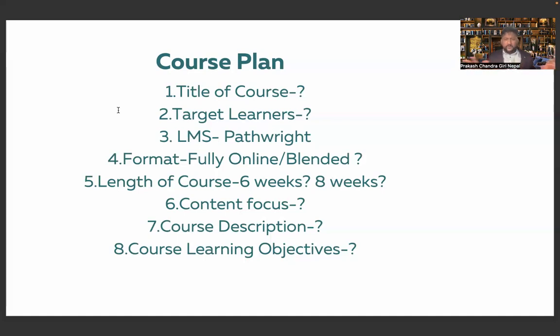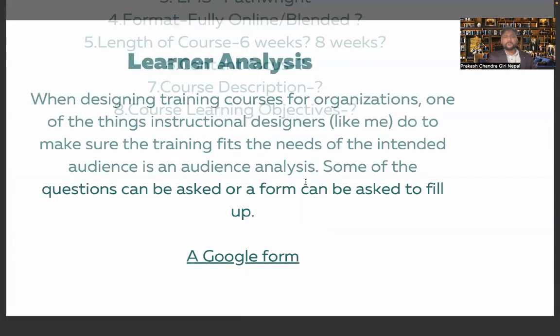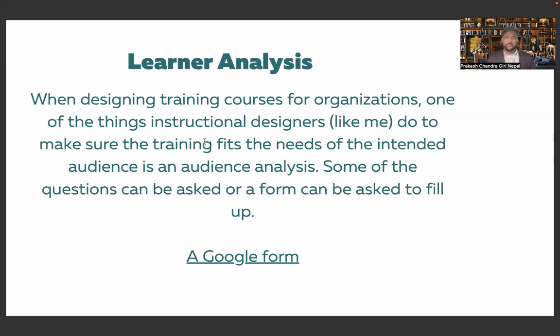In course description. Course description: what is the course about? What are the learning objectives of the course? Number 1, number 2, number 3, number 4, number 5. These are the course objectives, and they will learn this after this session or this course. We need to determine course learning objectives. Even unit-wise, we can make this. Learning analysis. When designing training courses for organizations or institutions, one of the things we have to do is make sure that the training fits the needs of the intended audience.